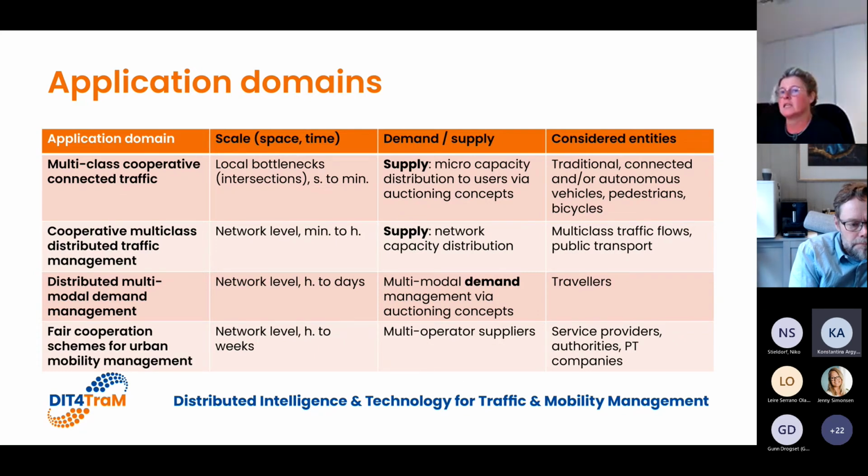And the third one is distributed multimodal demand management. So focusing in this case on demand, using an auctioning concept. Again, looking at network level, but this time, the time horizon is a bit further, hours to days, and we specifically focus in this case on the travelers. And for the last work package that we have related to a pilot that we're going to do, it is the fair cooperation schemes for urban mobility management. Again, looking at the network level, but even further ahead into weeks. And here we're looking at the operators of systems. So we look at service providers, local and regional authorities, public transport companies, companies that offer new shared services, and looking specifically how they will interact with one another.